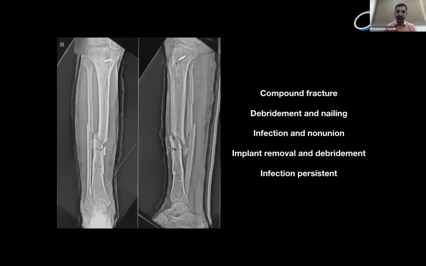So this was the X-ray when he presented after implant removal. Implant removal was done somewhere else. The broken bolt, the distal part, could not be removed, and the infection was still persistent after implant removal. He had multiple sinuses draining, which eventually healed, but one sinus remained, and that was still active and persistently discharging pus.